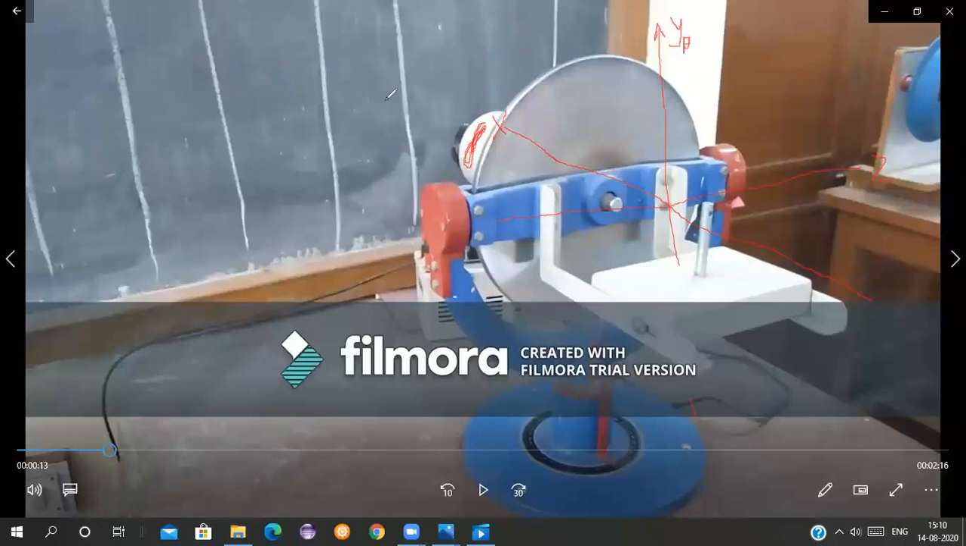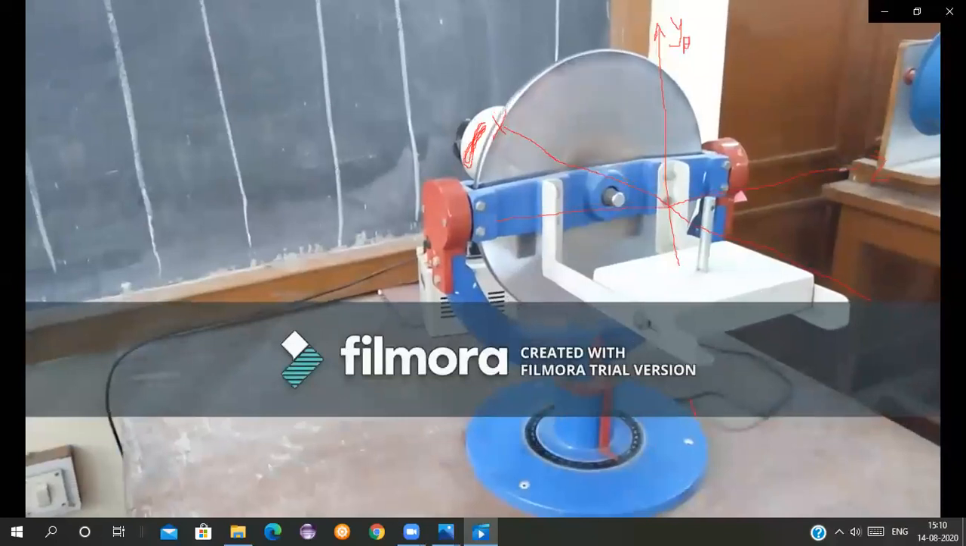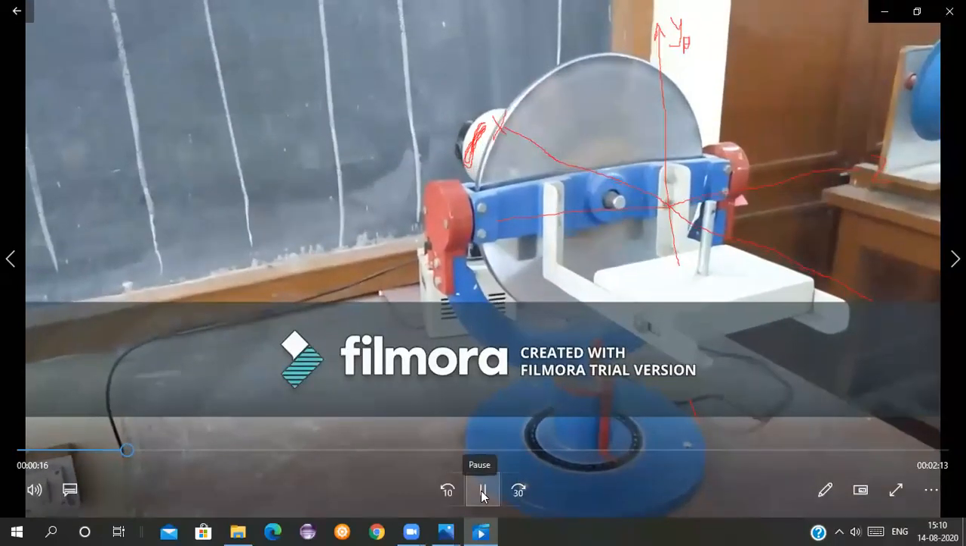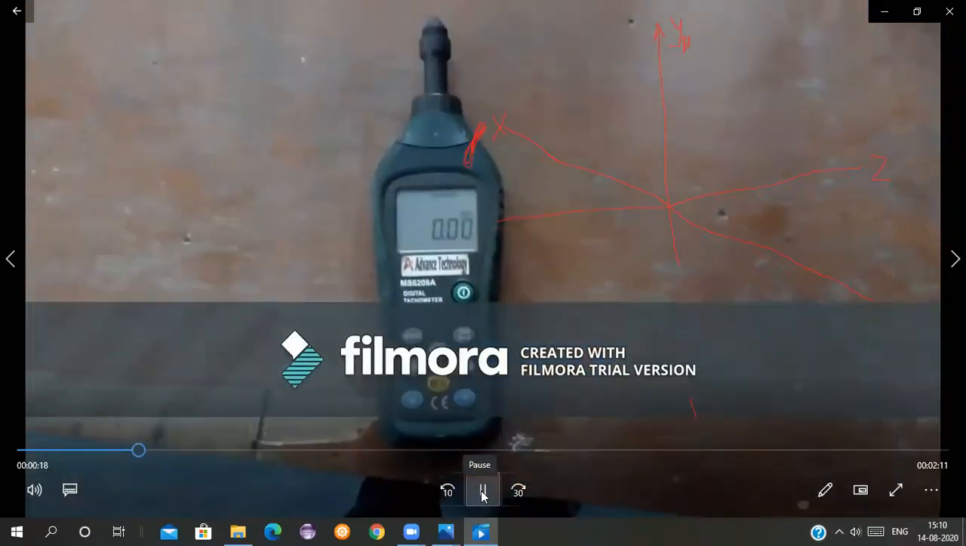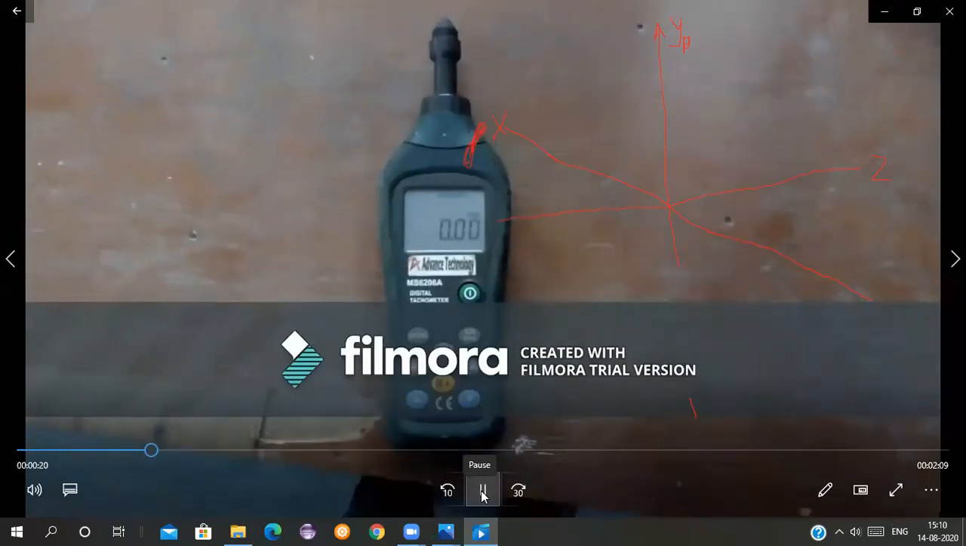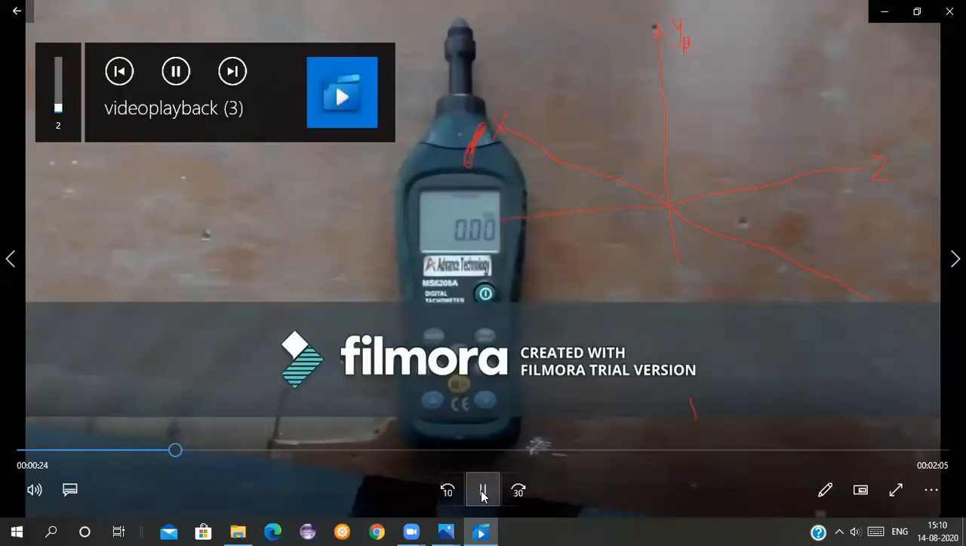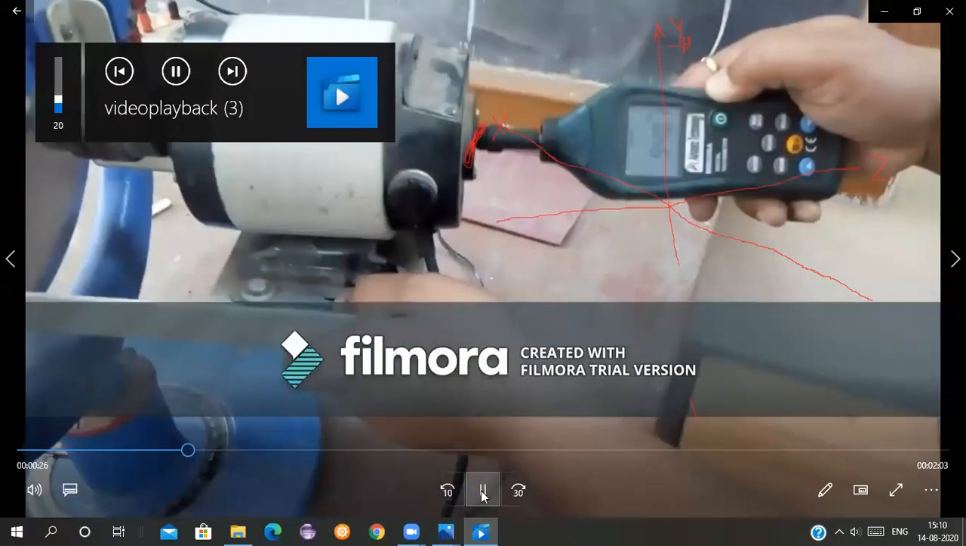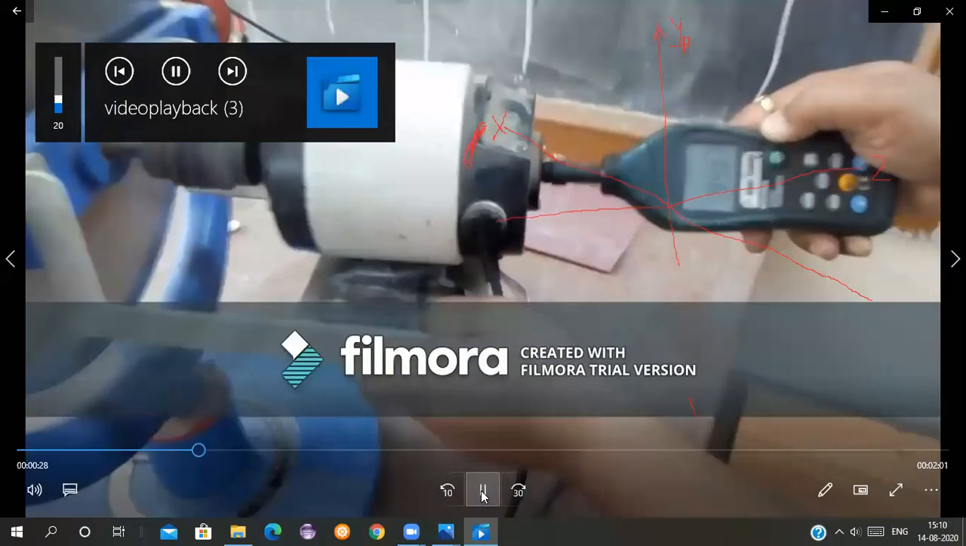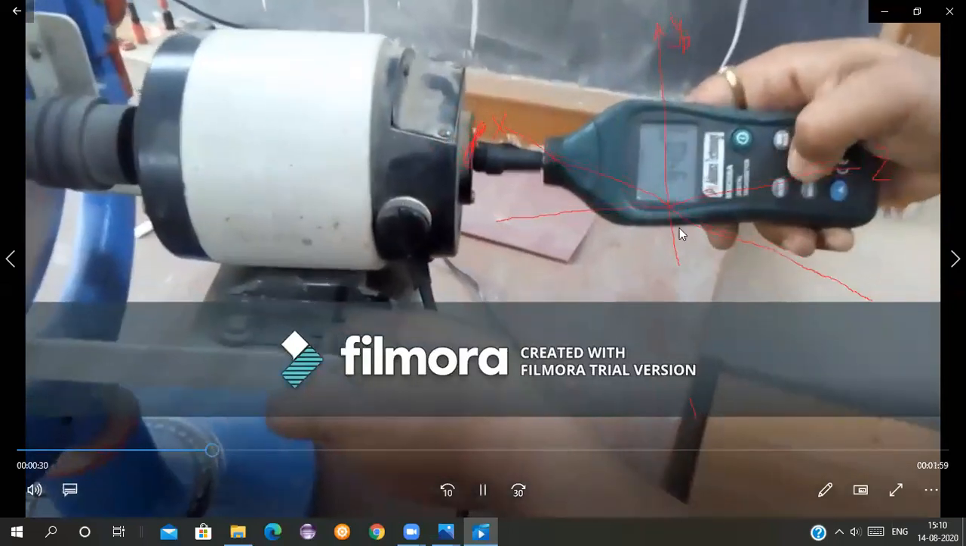So focus now. What is happening? We have started it, and the rotor is rotating. We can measure the rotation with the help of a tachometer. This is a contact type tachometer.